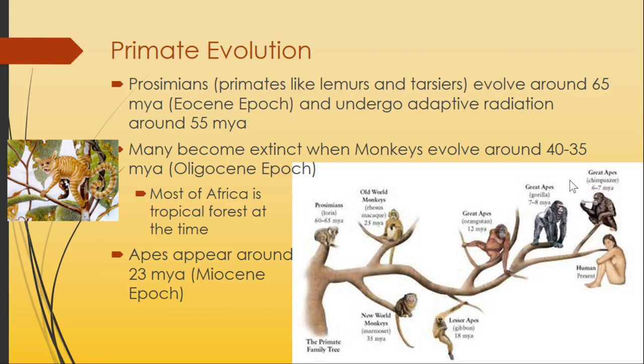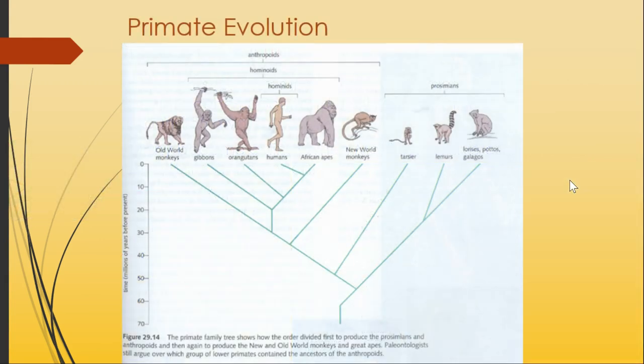But the prosimians are the first group. They evolve around the time the dinosaurs go extinct. They undergo that same adaptive radiation about 55 million years ago. And then after this, many of them actually became extinct when monkeys evolve, and we'll talk about why later on. And when this happens, most of Africa is a tropical forest, which makes sense. Monkeys are very arboreal. Then we start getting to see apes around 20 to 25 million years ago in the Miocene epoch. And when you start looking at the primate family tree, it looks something like this. And again, we'll be talking about our prosimian friends, our monkey friends, and our ape friends a little bit later on.